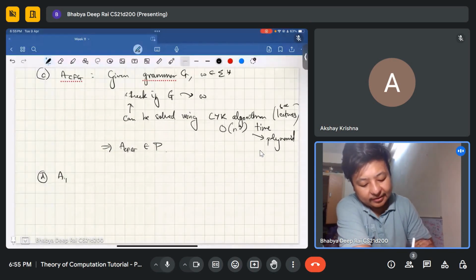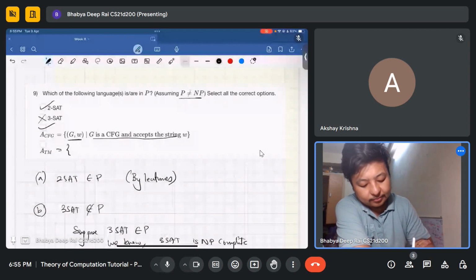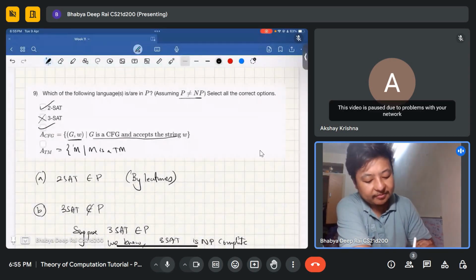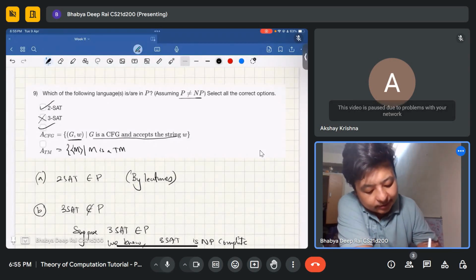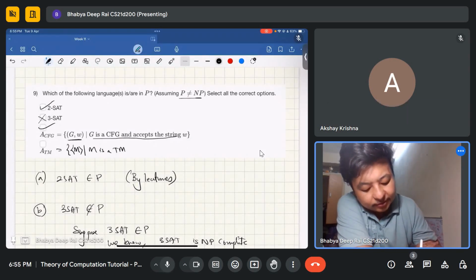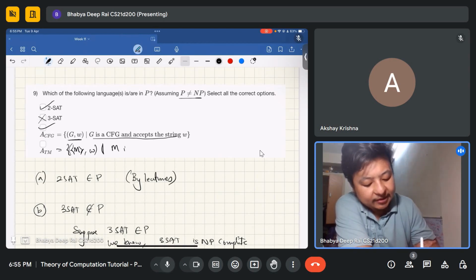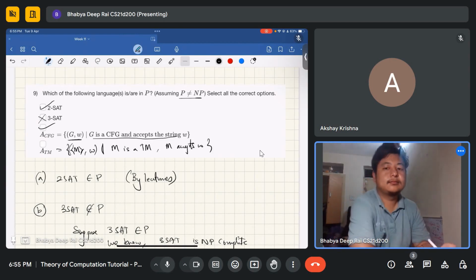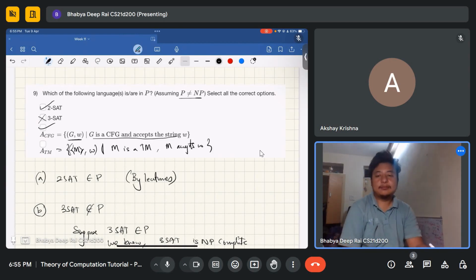ATM is given a Turing machine M. Description of a Turing machine M. Oh, sorry, not just M. It is given M and a string W also. M is a Turing machine, and M accepts string W. This is ATM.